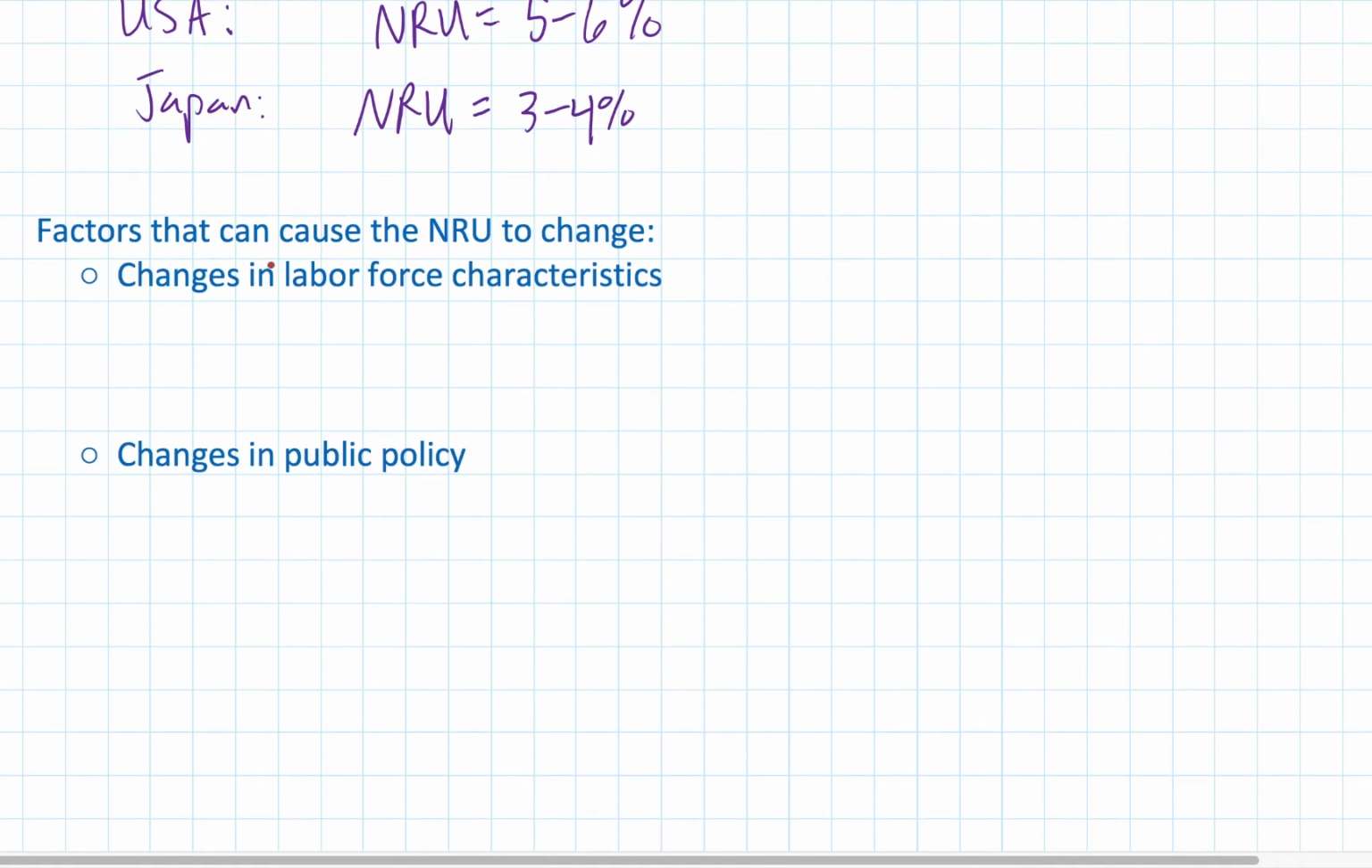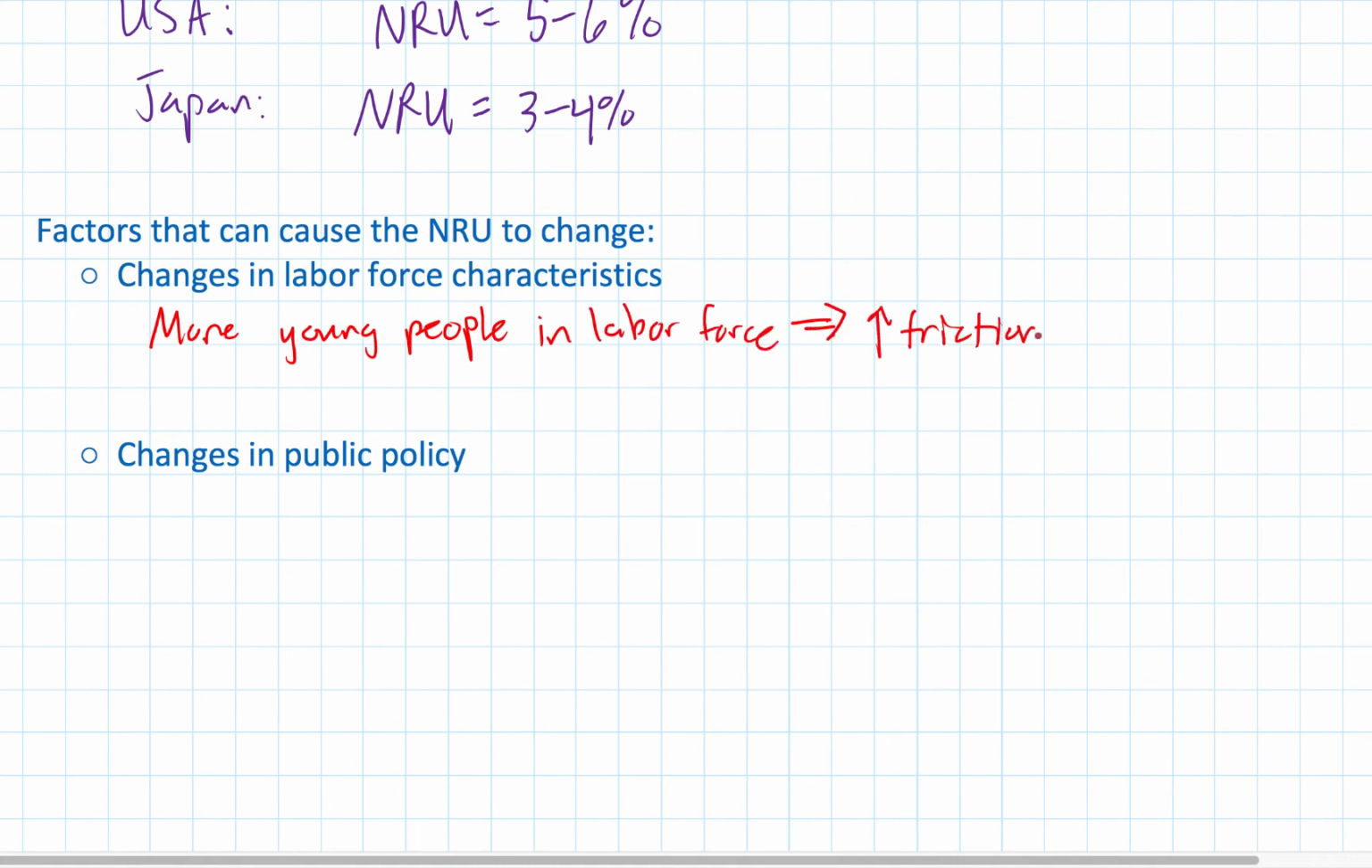So if there is something that changes the level of frictional unemployment in the economy, such as more young people in the labor force, that tends to increase the level of frictional unemployment because young people tend to move between jobs more than people later on in their careers do. People of older ages tend to be more secure and stay in one job for a longer period of time, whereas young people just entering the labor force first have to find their first job, during which time they're frictionally unemployed, and they tend to move between jobs more frequently, also causing frictional unemployment.